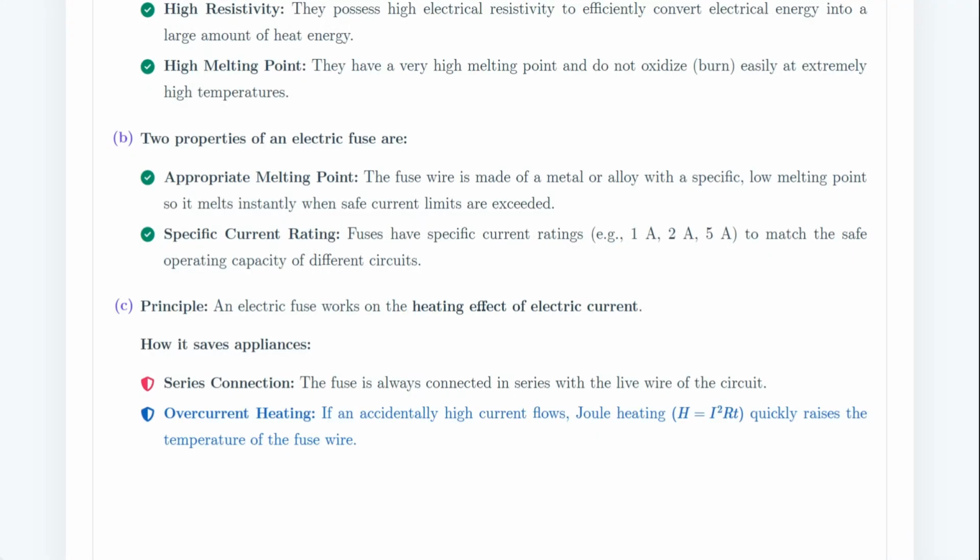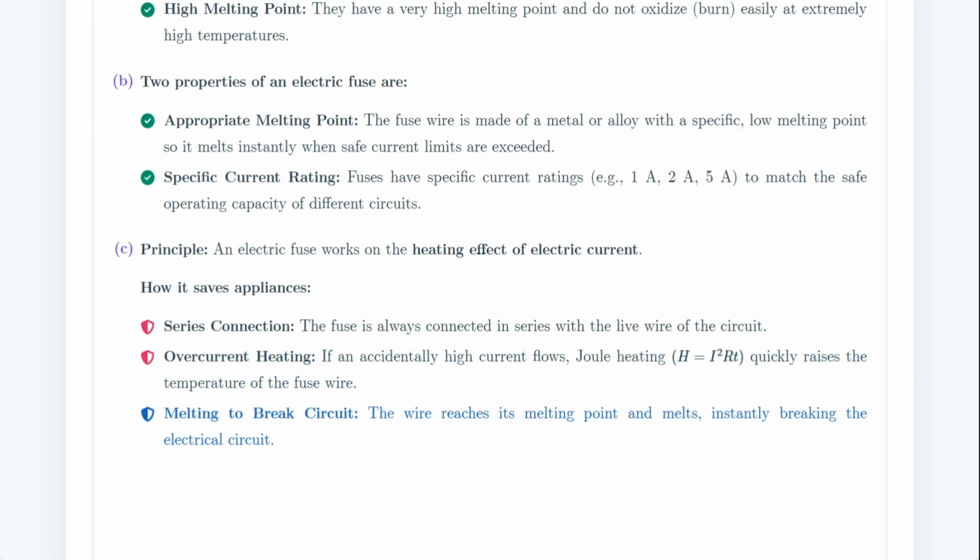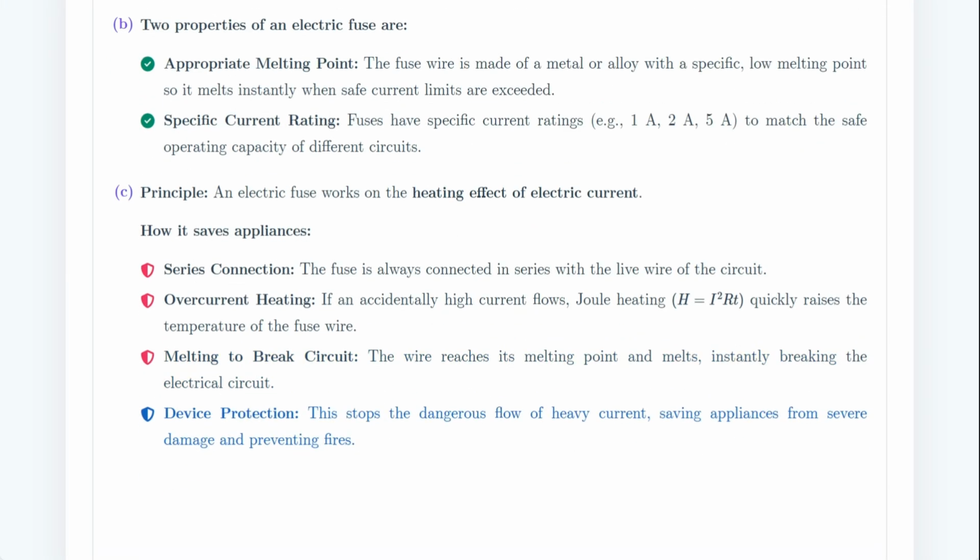When an accidental high current flows, Joule heating rapidly increases the temperature of the fuse wire. Because of its specific melting point, it melts instantly and breaks the circuit. This interrupts the dangerous current flow, acting as a safety measure to protect your appliances.